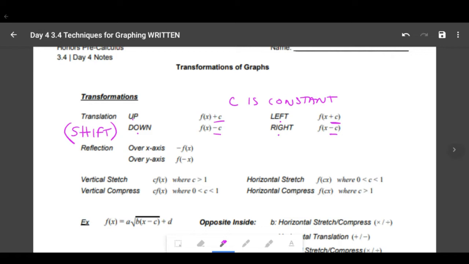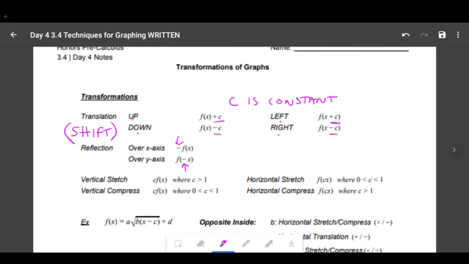Hopefully that looks familiar from what you've done before. Reflection: if you want to reflect something over the x-axis, this is where you are going to have a negative sign in front of the original function. If you are going to reflect over the y-axis, you see that there is a negative sign on the inside of the function. Again, we'll look at some examples in just a minute.